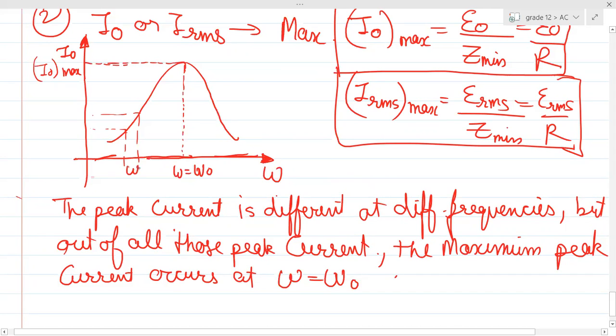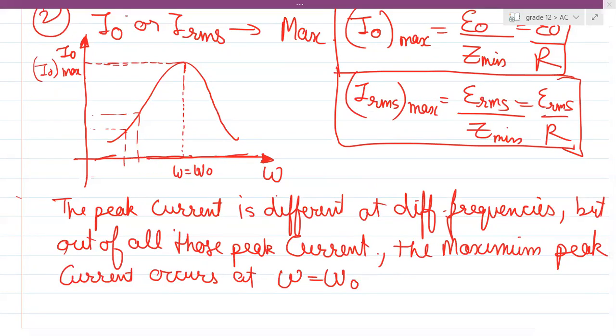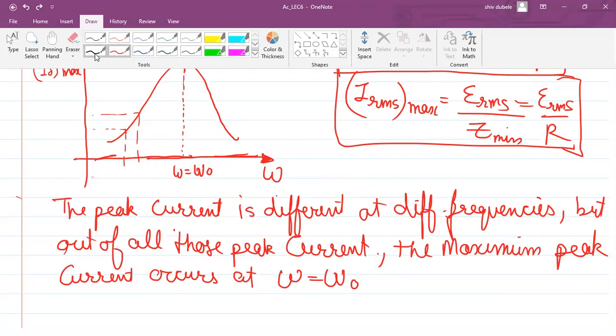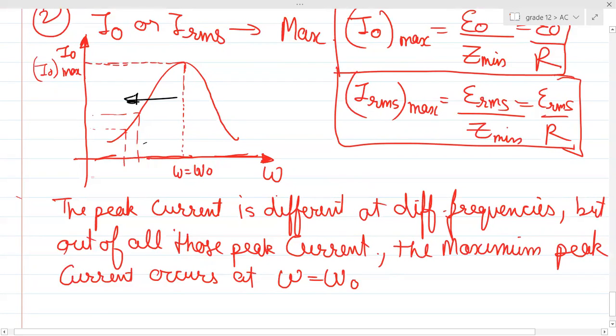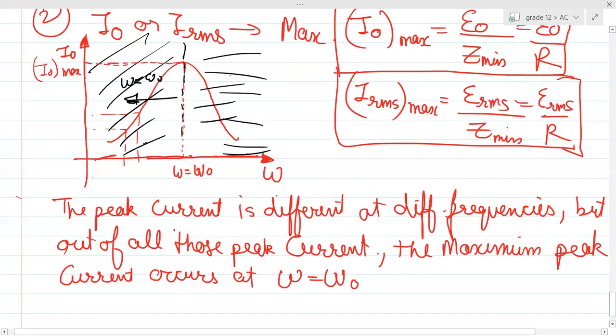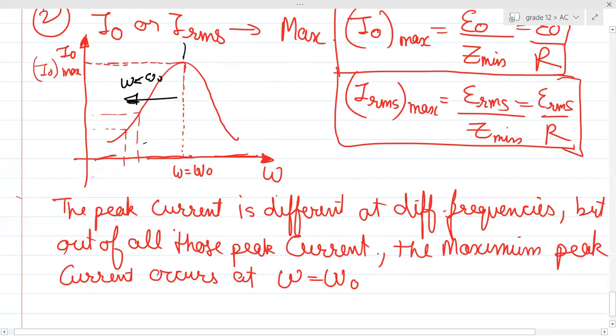On this side, the omega will be less than omega naught, and on this side, the omega will be greater than omega naught. Are you getting my point, guys? I'll write it with different colors so that you don't get confused. In this region, omega is less than omega naught, and in this region, omega is greater than omega naught. Whatever is after this. Is this clear, guys? I am not drawing the whole thing.